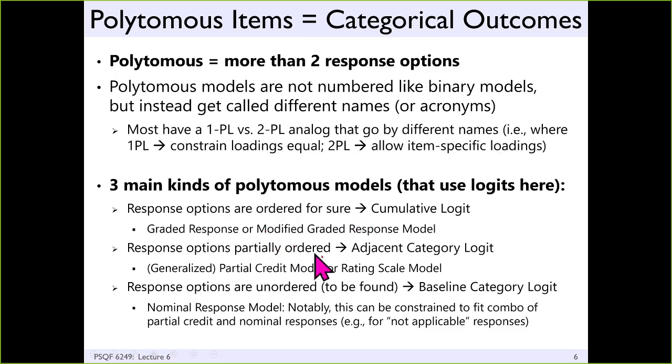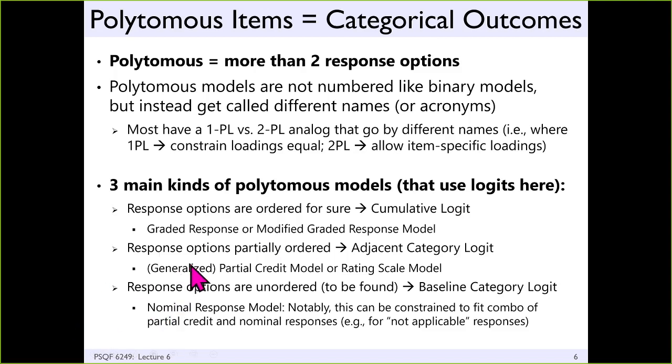So there are 3 main types of models for categorical data, and they differ in whether or not the response options are thought to be ordered. So if you know for sure that the response options are ordered, so in Likert scale data, and by the way, it is Likert, it's a person's name, like strongly agree, agree, neutral, disagree. How often do you do this? Rarely, sometimes, often, anything like that, where the answers are unambiguously ordered. We can fit what's known as a graded response model. That is also known as a cumulative logit model or proportional odds model in non-latent trait versions of these things.